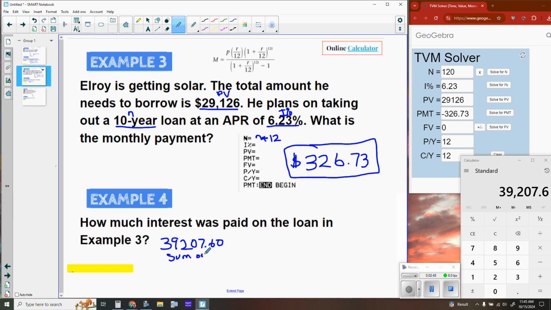And I need to subtract the principal or my PV amount from that. So our principal of 29,126, I'm going to go ahead and subtract. And I get that the interest is a total of $10,081.60.